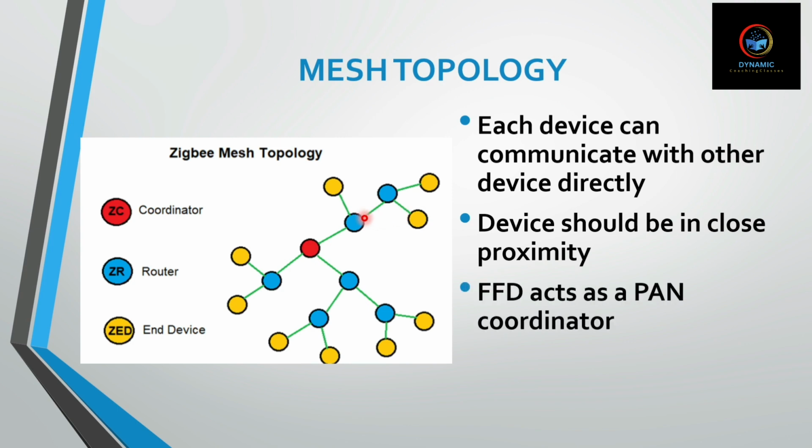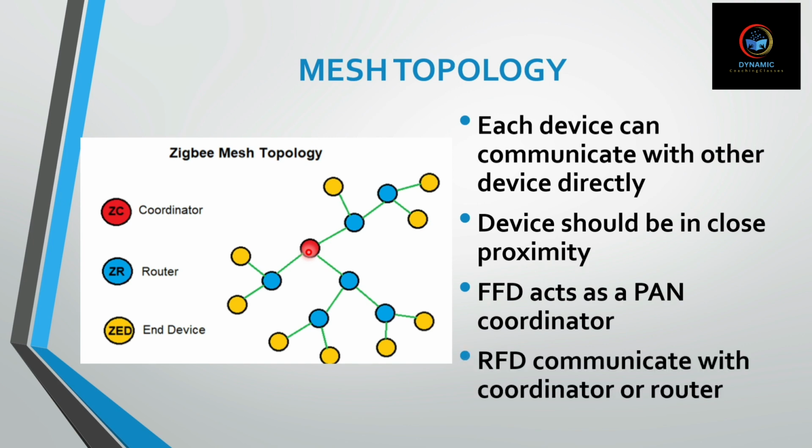Any FFD can act as the PAN coordinator here. Generally, all the devices which take part in relaying the information are FFDs, because RFDs cannot relay the information, but the RFDs are part of the network. Generally they communicate with the coordinator or the router.